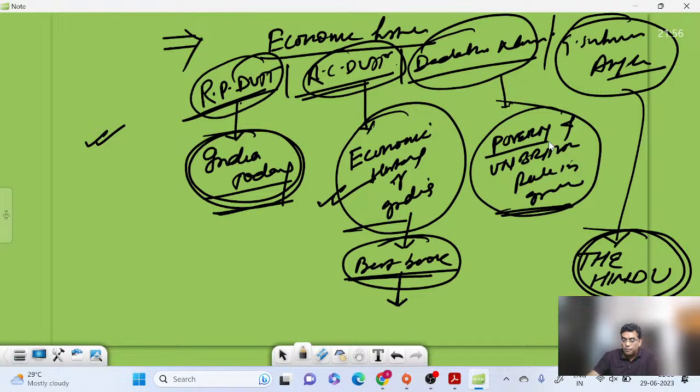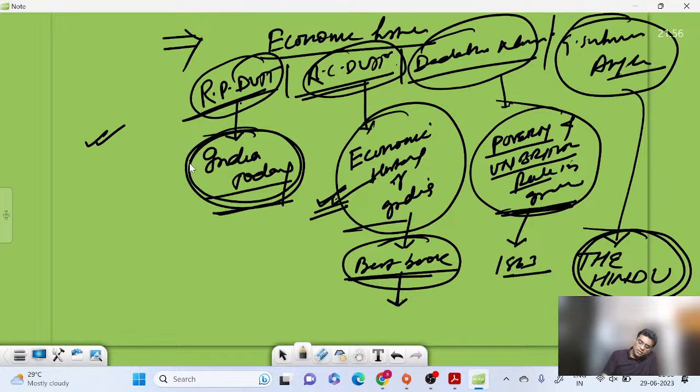Then we have Poverty and Un-British Rule in India, a book written by Dadabhai Naoroji way back in the 1860s, in 1863. Then G. Subramaniam Iyer was the editor of The Hindu, and many things were written in his editorials. R.C. Dutt, as I told you, wrote the best book to understand the colonial period.